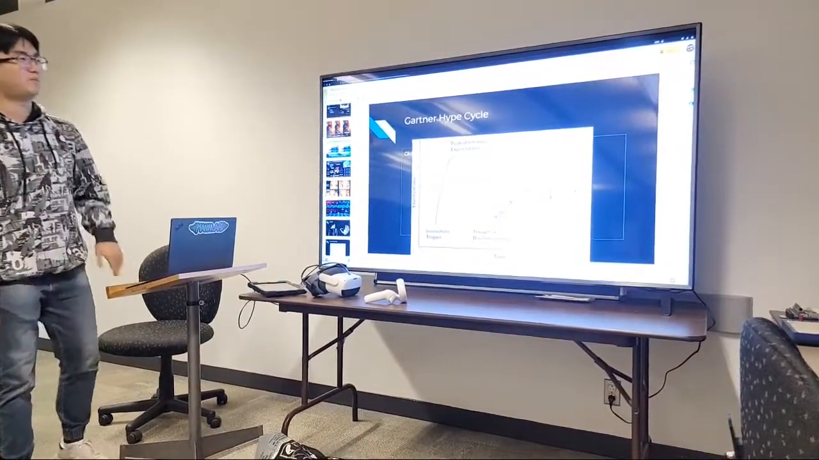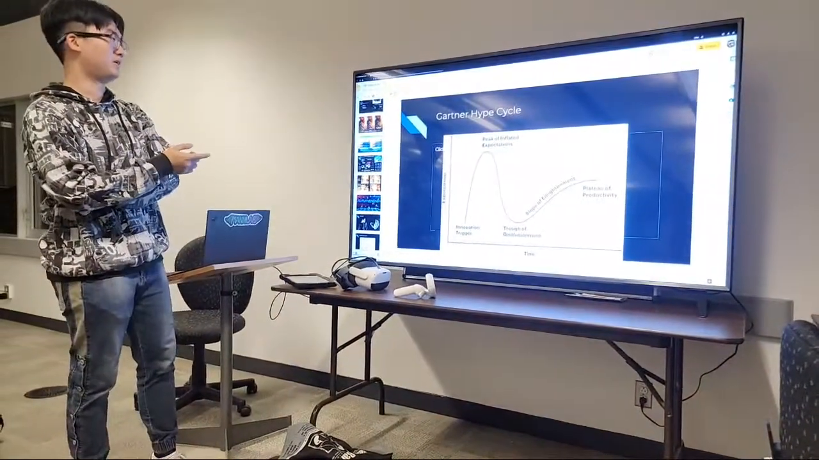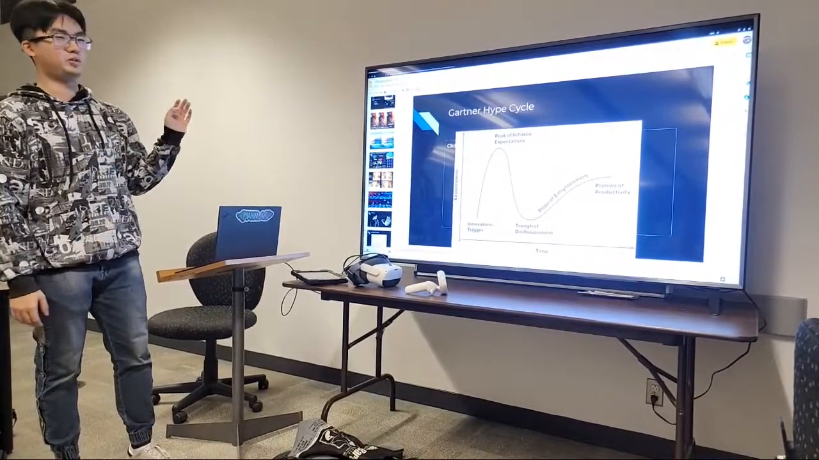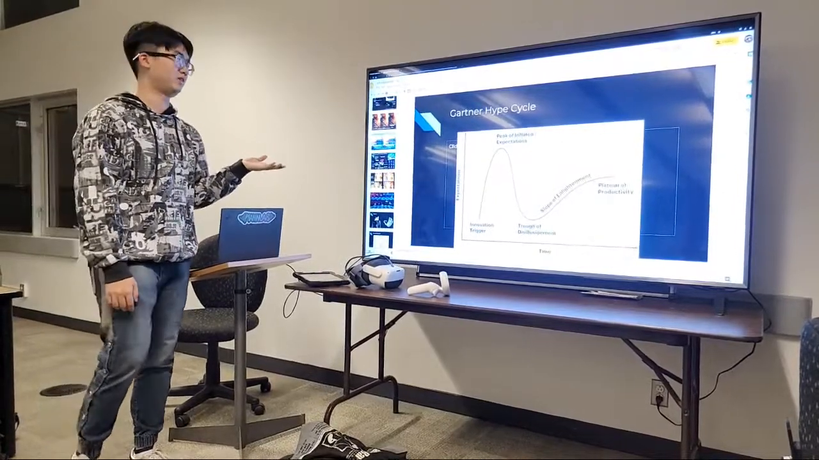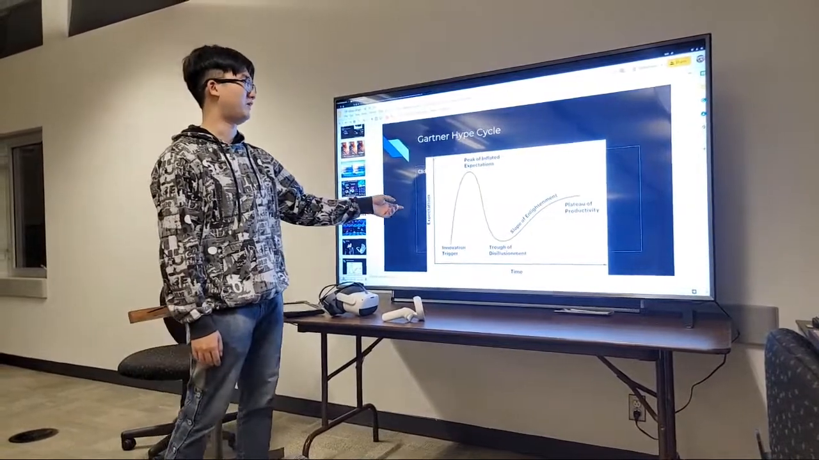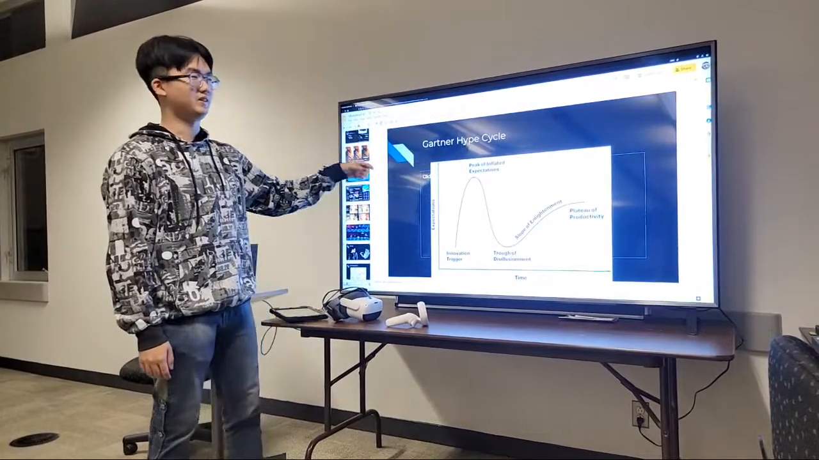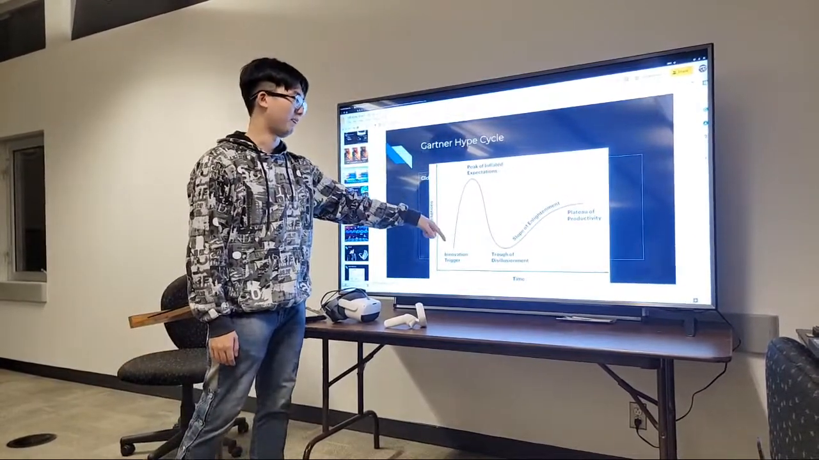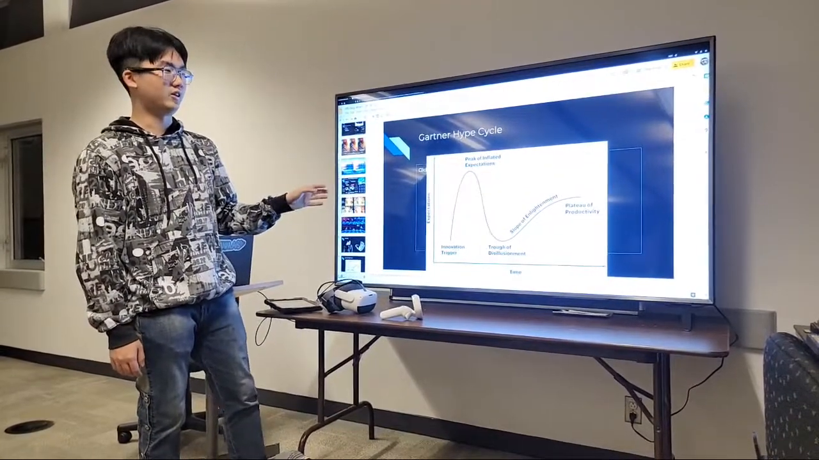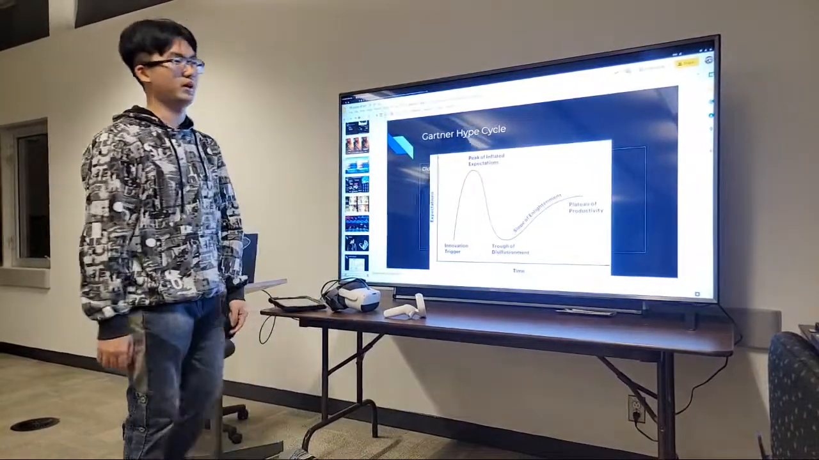So at this time, I want to introduce the Gartner hype cycle. What this curve shows is the trend of a newly emerging technology. At the beginning, there is the innovation trigger, and after that it bursts, and then people realize it's not mature enough, so it drops down. And after a while, when there is enough technology deposit, it will gradually go back up and go into production.